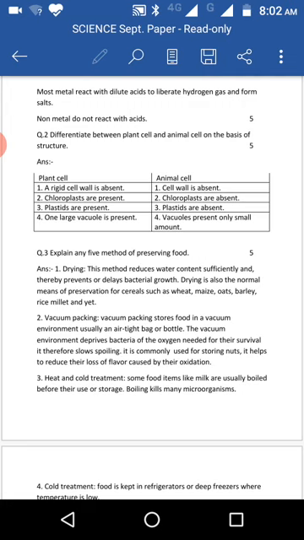So there are 10 methods already given in your book. So you can explain any five from that. So I'll discuss. First is drying. This method reduces water content sufficiently and thereby prevents or delays bacterial growth.